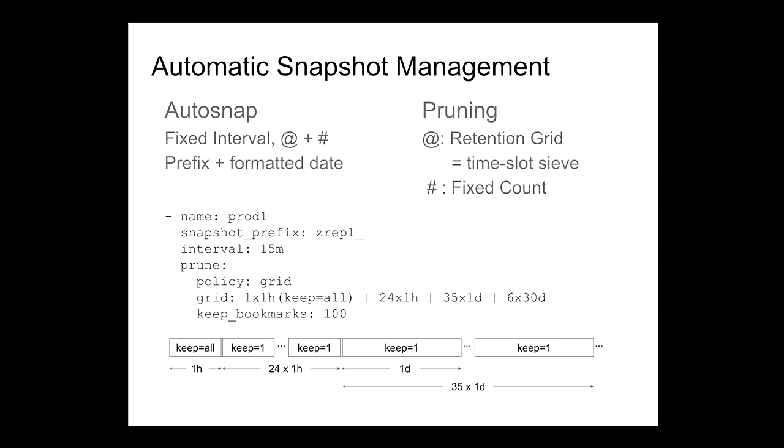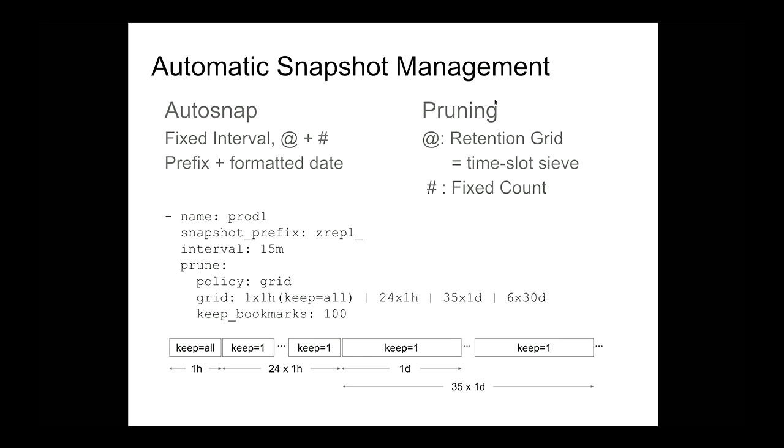So for snapshots, we have something called a retention grid, which you can think of like a sieve that is based on time, and I'll give an example in a few seconds. For bookmarks, we just use a fixed drop-off count. Like you will have 100 bookmarks, and the oldest bookmarks get dropped at the end. And how these two things play together can be best explained by the following example.